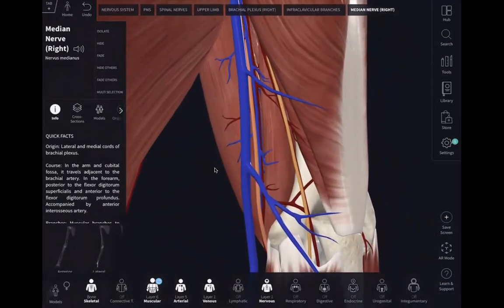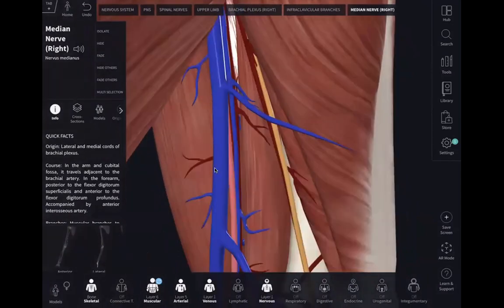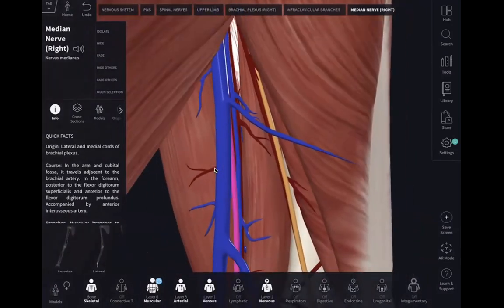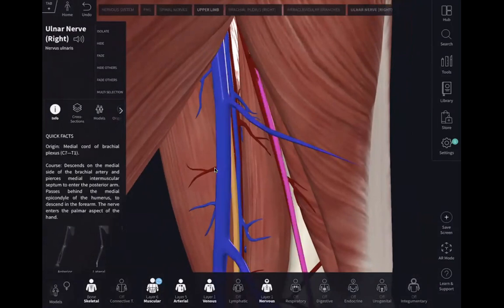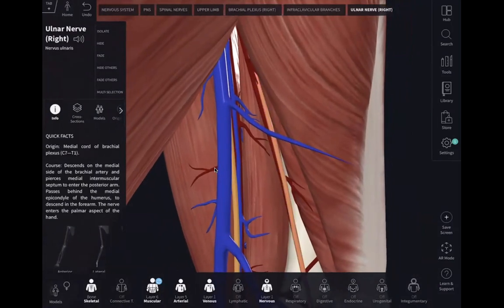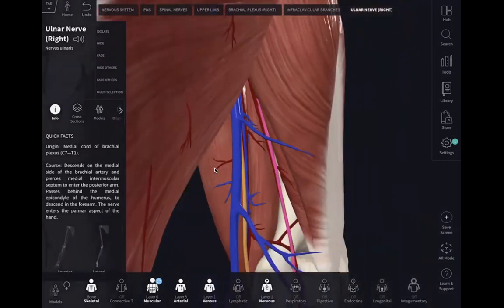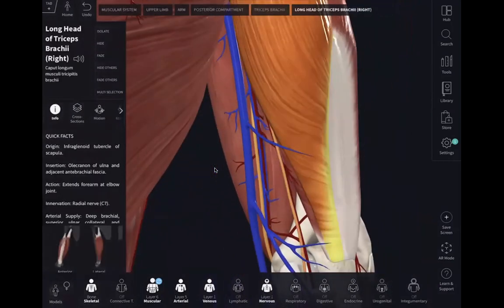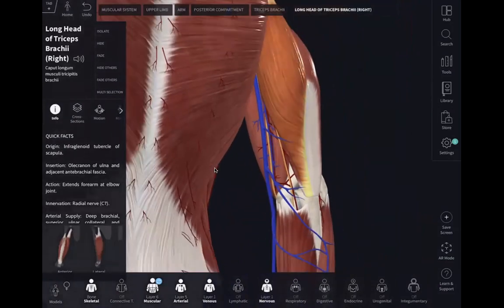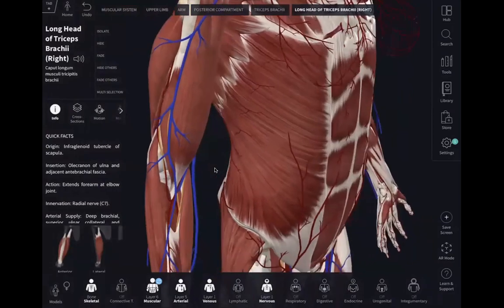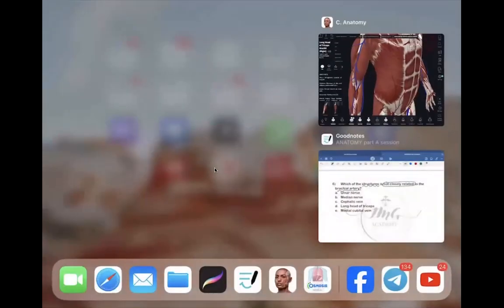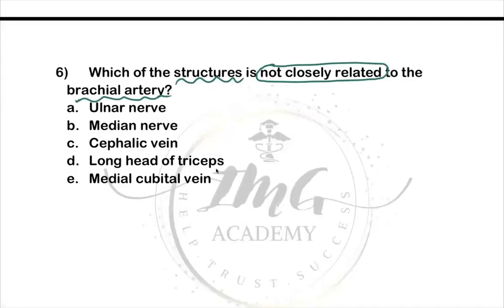Also, if we go above, then what do we have here? This is our basilic vein. We have our ulnar nerve, and also there is an important muscle here, our long head of the triceps. Those are other structures, but we have to look at the options of the question. What are the options we have? Ulnar nerve, median nerve, cephalic vein, long head of the triceps, median cubital vein.